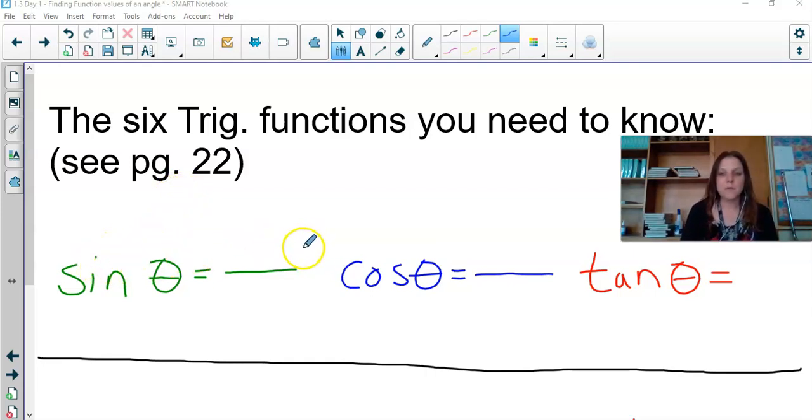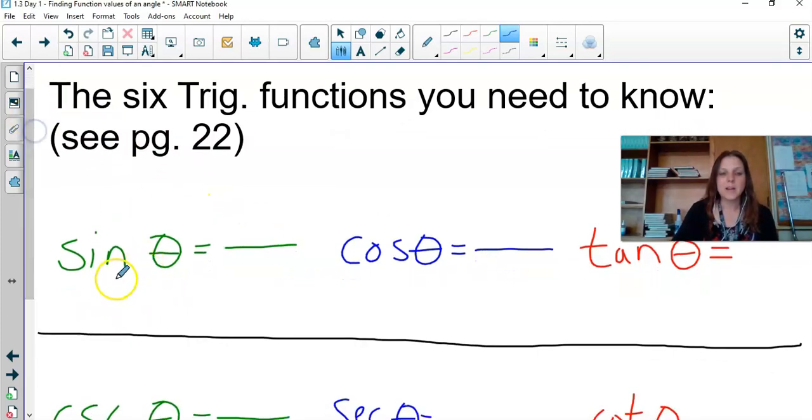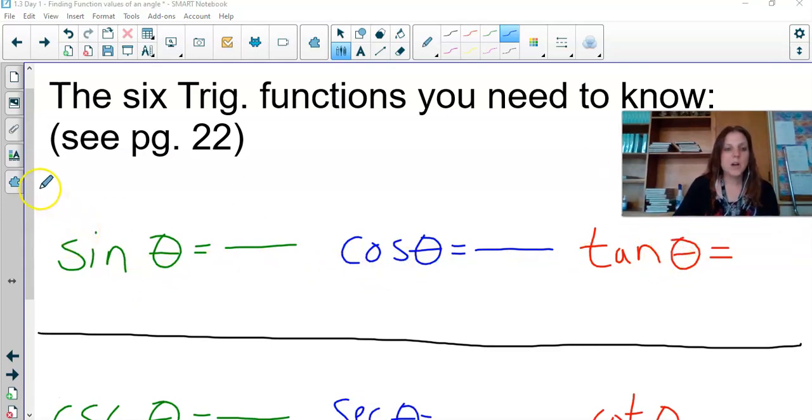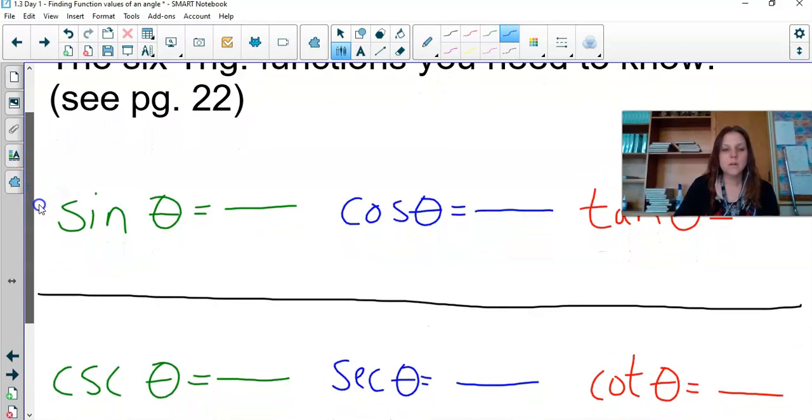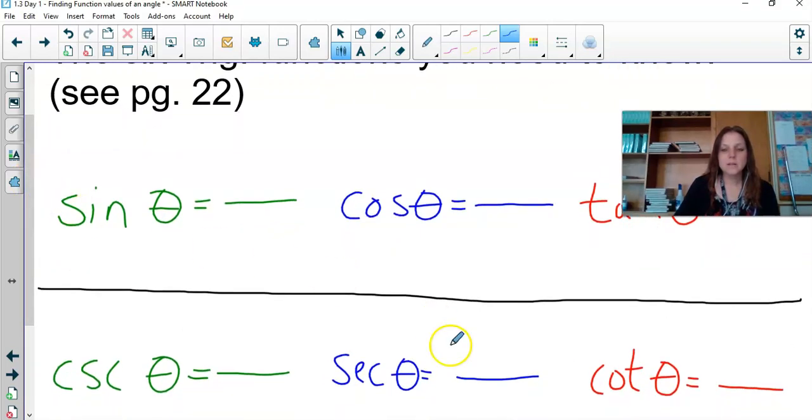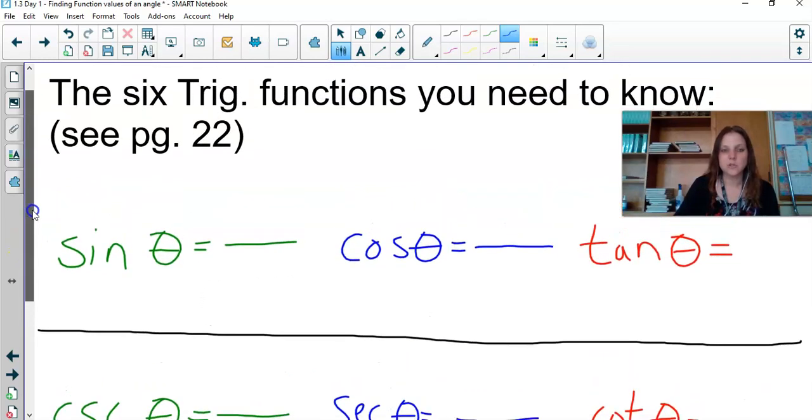And I'm going to go ahead and fill them in here as well. So go ahead and write this in your notes. The 6 trig functions that you need to know are going to be sine, cosine, tangent. We also have 3 more: cosecant, secant, and cotangent. And what we're going to do is fill in those relationships.